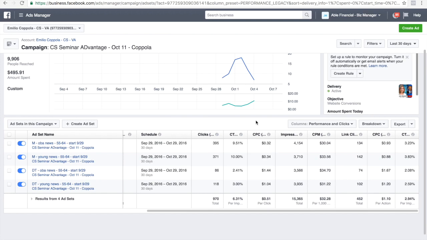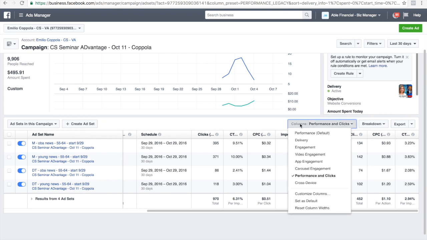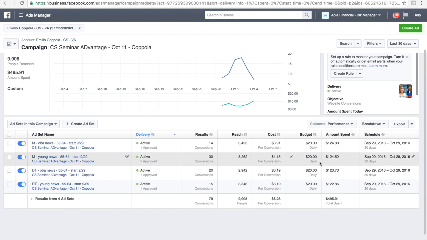It's important to know that Facebook gives you different ways to view this data. As you can see, I've selected the performance and clicks view, but by default, you're going to see this default performance view. The default performance view is just kind of a 100,000 foot look at how your ad is performing, whereas when you go into performance and clicks, you'll see a lot more data.